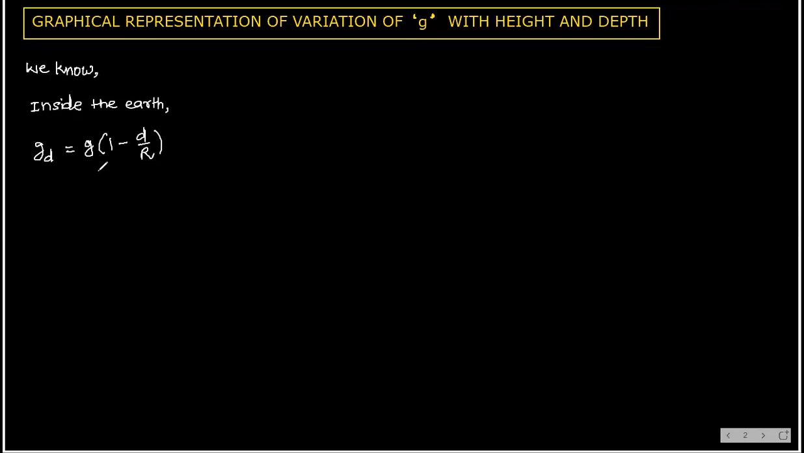If I am taking LCM, how much are we getting? R minus d divided by R. Agree with me? And therefore, if I write like this, g_d is equal to g by R into R minus d.